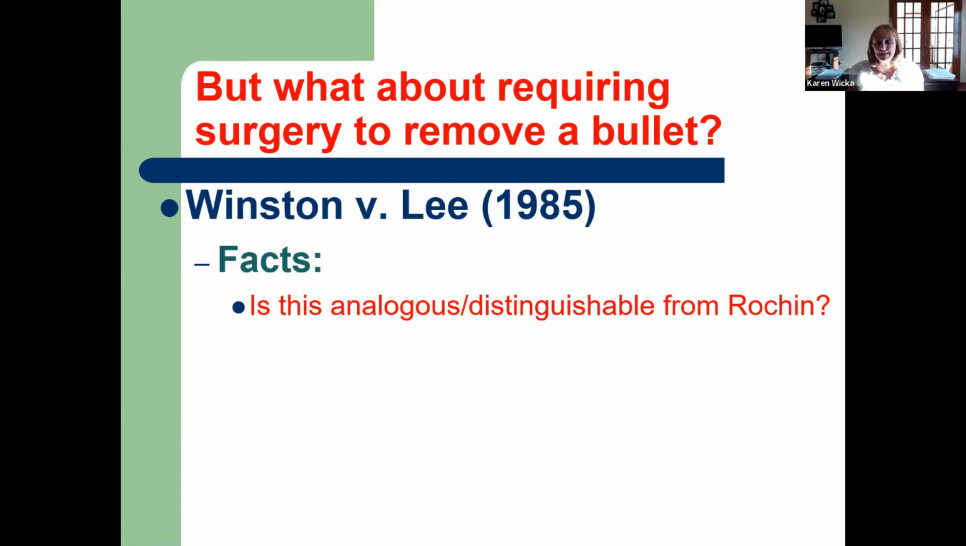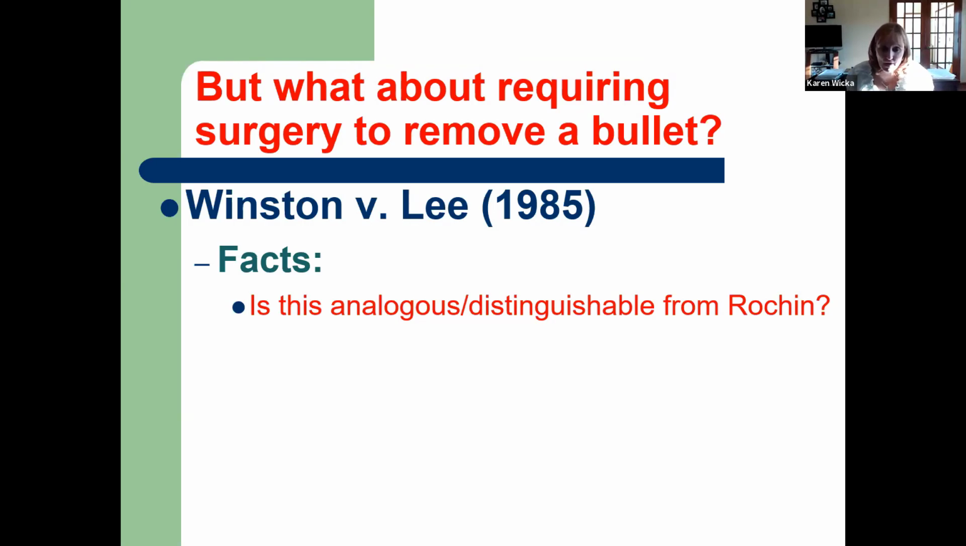So Winston versus Lee, the defendant was arrested. There was a shooting at a convenience store and the owner said he shot the suspect. They go to the hospital, they find the suspect and the bullet's still in the suspect, and the suspect says, yeah, just leave it. You're not going to get it out of me. I don't want you to use it as evidence against me. So he won't let them do the surgery. So it goes to the Supreme Court and the Supreme Court has to decide whether or not they're going to force the defendant to undergo surgery to remove a bullet.